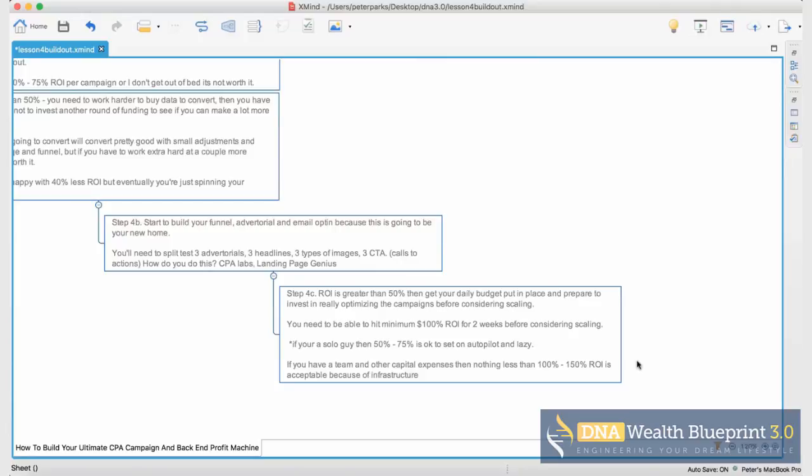So, like I say, if you have a team and other capital expenses, then nothing less than 100 to 150% ROI, that's every day, and that's on a good 2 to 3 week term, is acceptable because you need to do your infrastructure. So what I'm going to do is I'm going to pause and I'm going to close this down to get onto the other side of the chart. So give me a quick second.